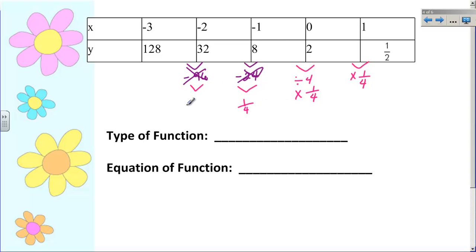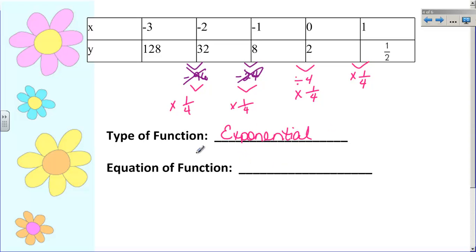And I'm willing to bet that if I do 128 divided by 4, it equals 32. So my constant factor here is going to be 1/4. So the type of function I have is exponential. And I know it is exponential because it has a constant factor and not a constant rate of change.